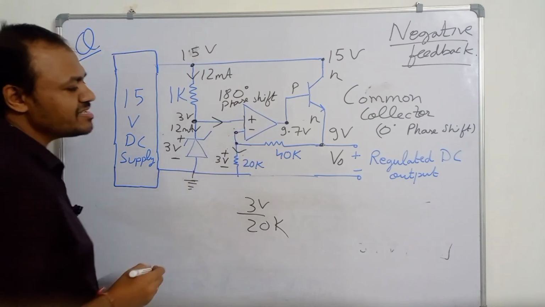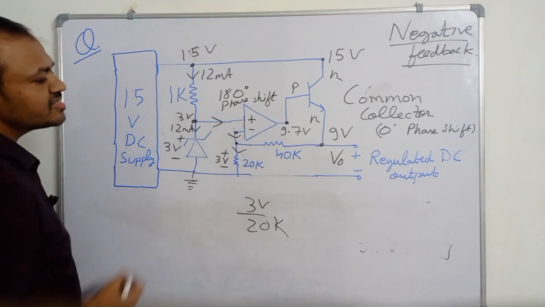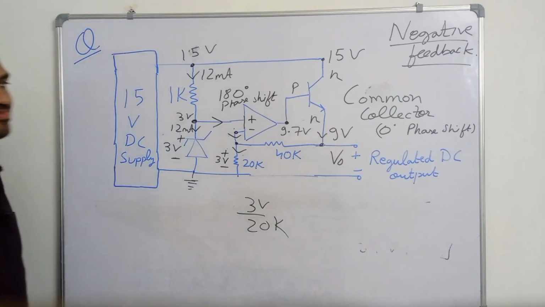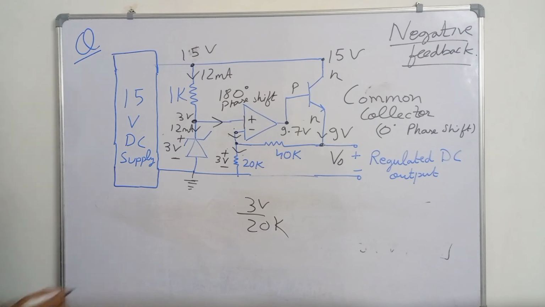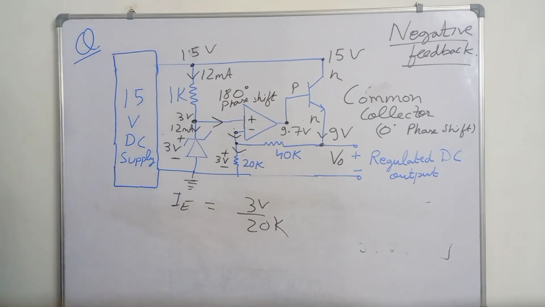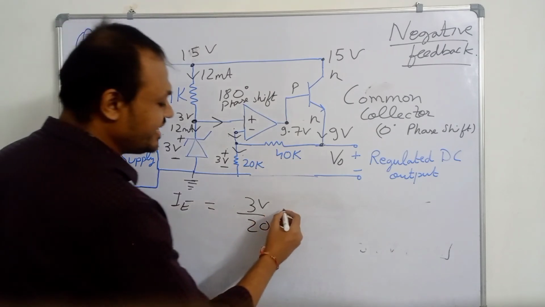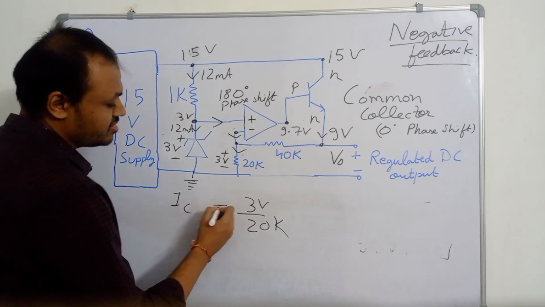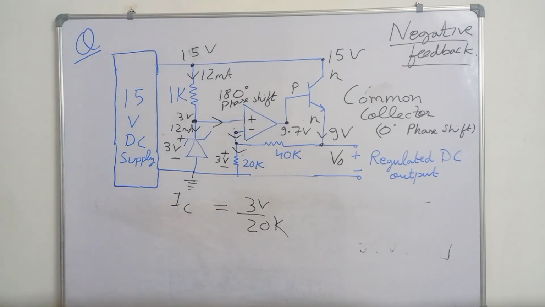But this current is obviously 0. This current is 0 ampere. So obviously this current is from the ammeter only. This current is the ammeter current. So the ammeter current is equal to 3 volt upon 20k. And the ammeter current is approximately equal to the collector current. So we can assume that the collector current is also equal to 3 volt upon 20k.